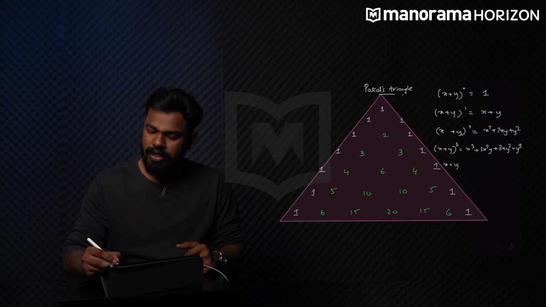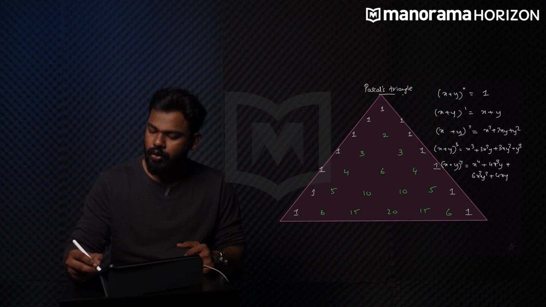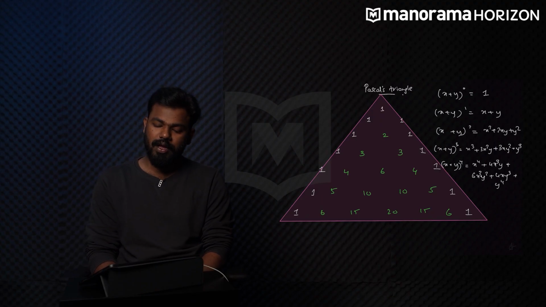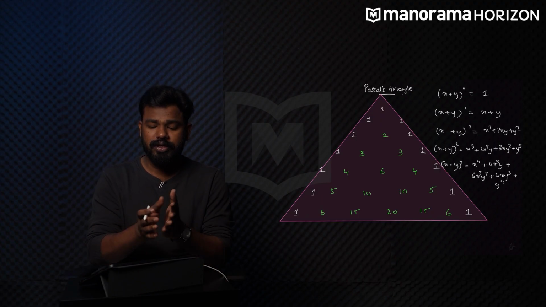And what is (x plus y) the whole raised to 4? We learned it before: x raised to 4 plus 4x cube y plus 6x square y square plus 4xy cube plus y raised to 4. So this is (x plus y) the whole raised to 4. Now these are the different expansions that we just looked at. Now what does this expansion have to do with Pascal's triangle?